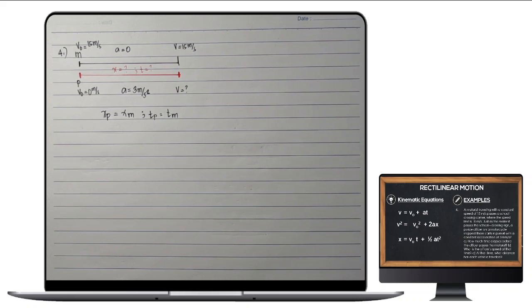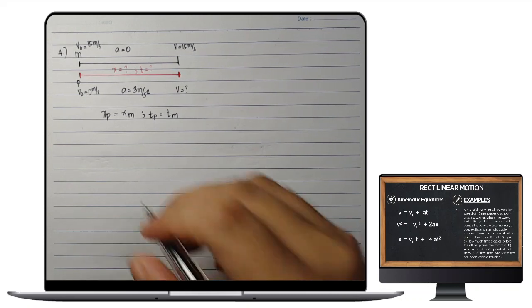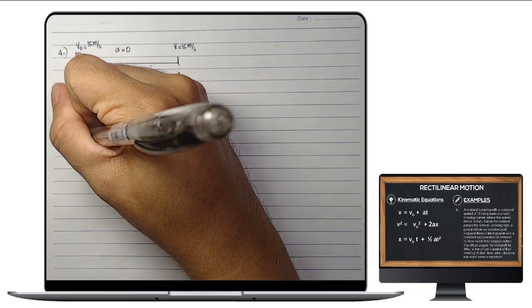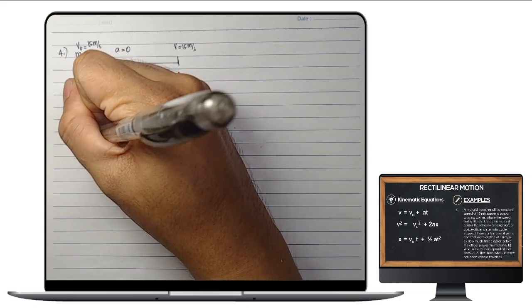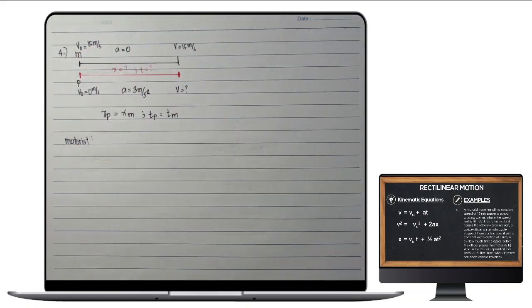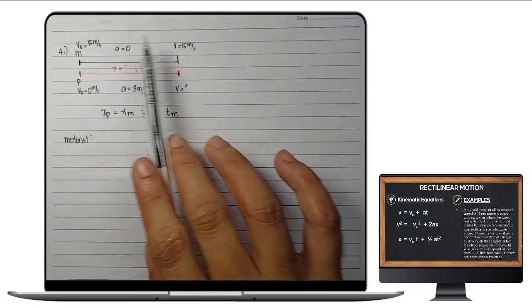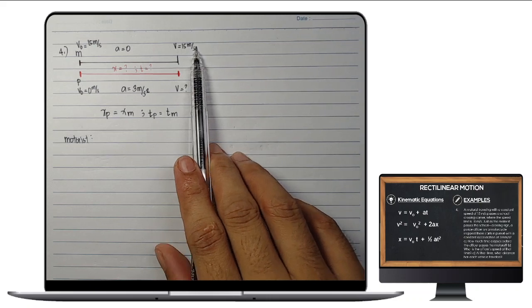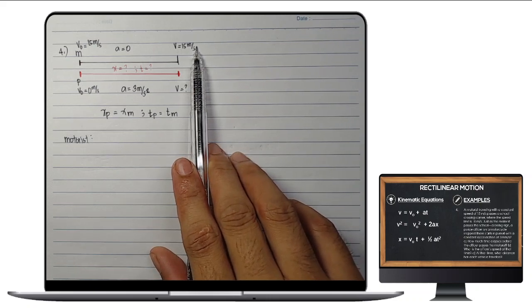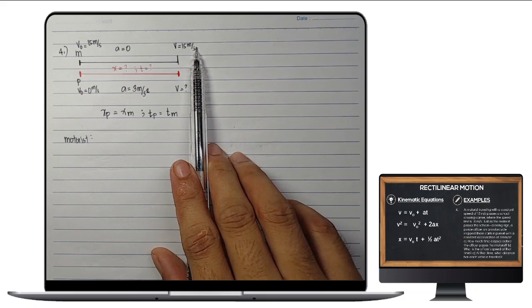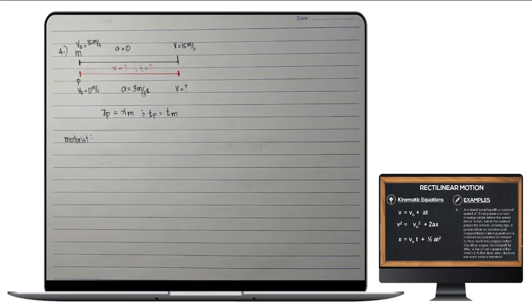Let's consider first the motorist. For the motorist, we have a zero acceleration, we have the constant velocity. So we can find x.